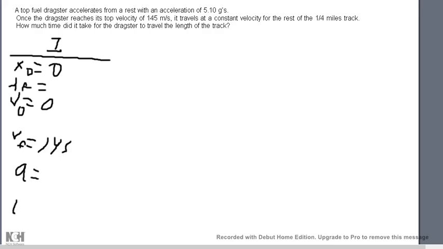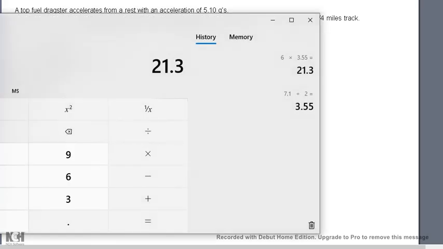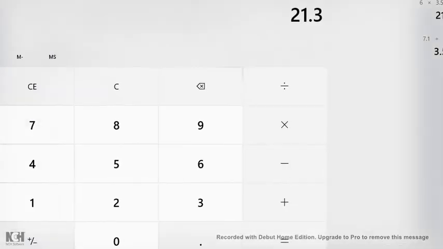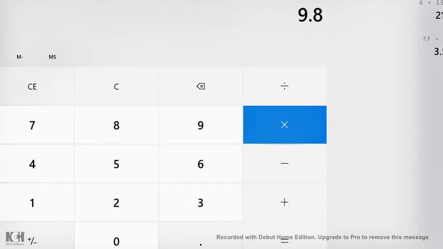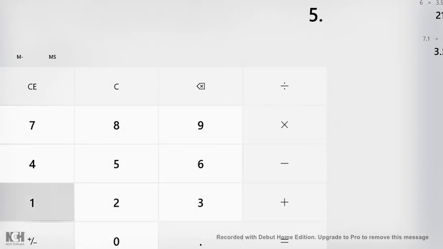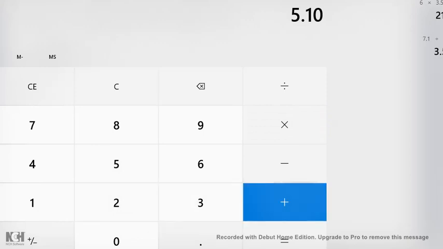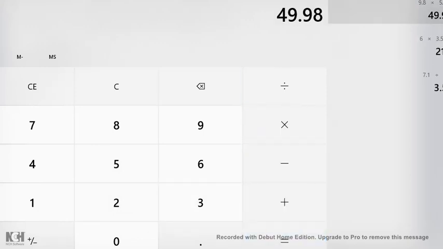So somebody tell me how you get the answer. Go to the calculator. Clear. 9.8 times what? 5.1, right? Enter. I get 49.98. So that tells me that my acceleration is 49.98 meters per second squared.